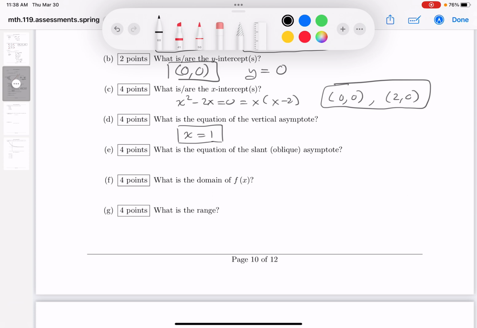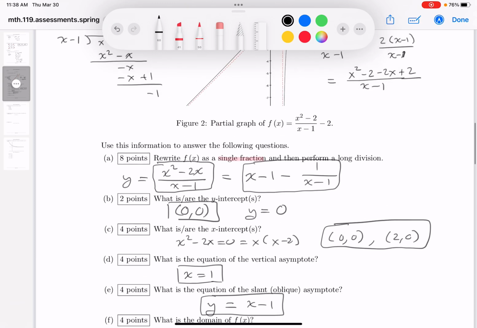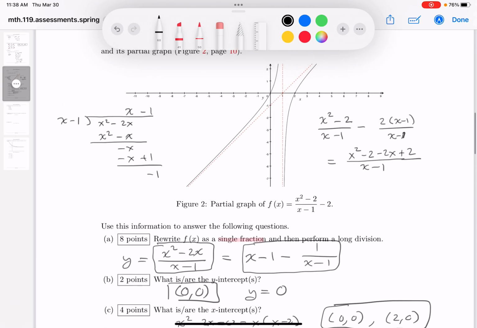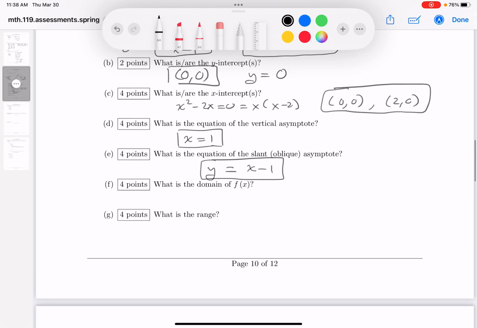What's up next? What's the equation of the slant asymptote? Well, that's going to be y equals, you just did the long division, x minus 1. I do want to look at the picture, by the way, and notice the picture also. I see that asymptote, and that asymptote clearly is x minus 1.